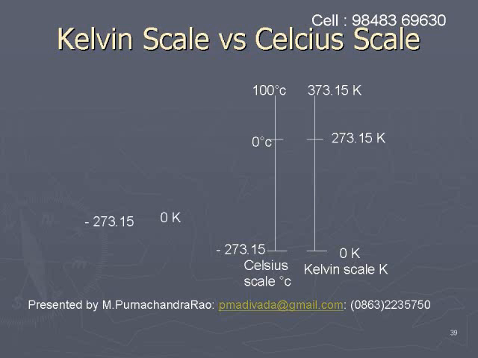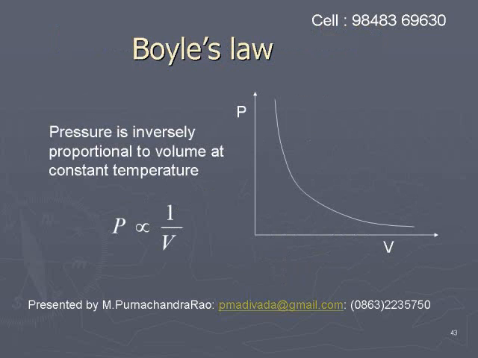The relation is capital T equals small t plus 273.15. So, if small t is 100, capital T is 373.15 Kelvin. If small t is 0, capital T is 273.15 Kelvin. If small t is minus 273.15, then capital T will be equal to 0. This is the relation between the Kelvin scale and the Celsius scale.